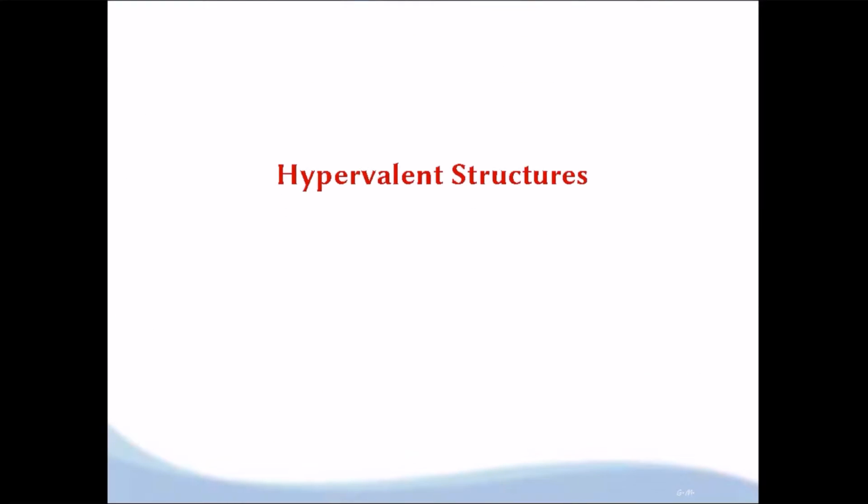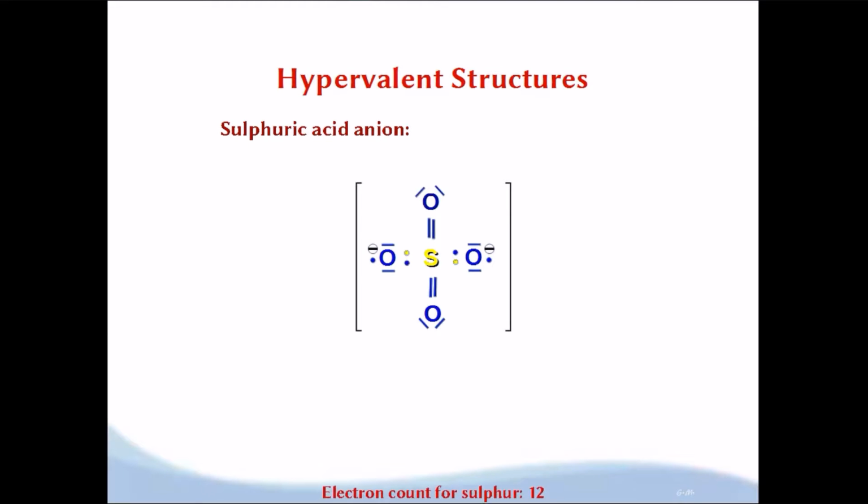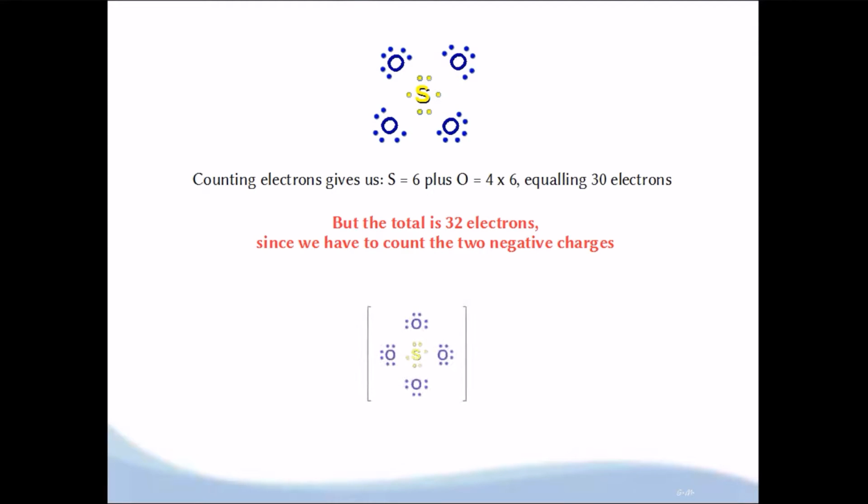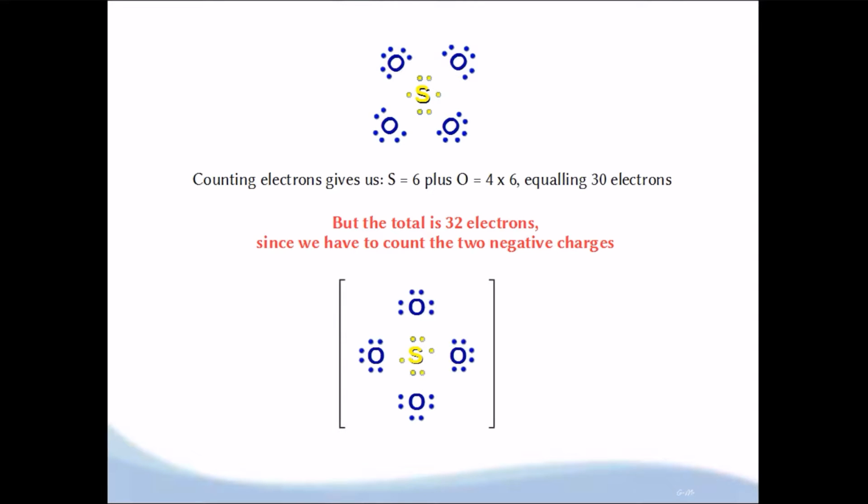In this section, I will treat hypervalent structures. To start with, I would like you to focus on the sulfate anion. Counting electrons around sulfur, we end up with 12. How can this be? Drawing the Lewis structure as usual, with sulfur as the least electronegative element in the center, we count a total of 30 electrons, 6 from sulfur and 4 times 6 for oxygen. But the total is 32 electrons since we have to count the 2 negative charges. These 2 negative charges may be inserted like this, and everything looks okay, with octets around each atom.